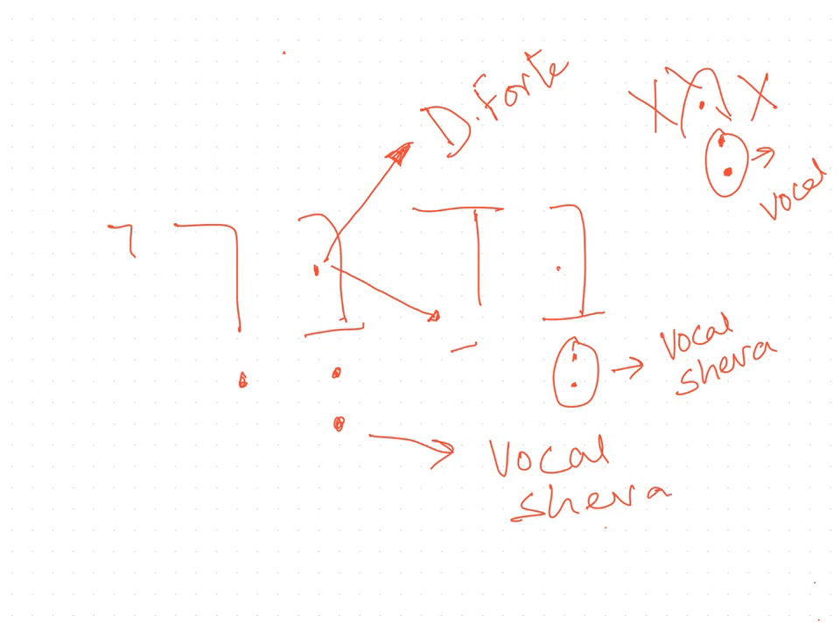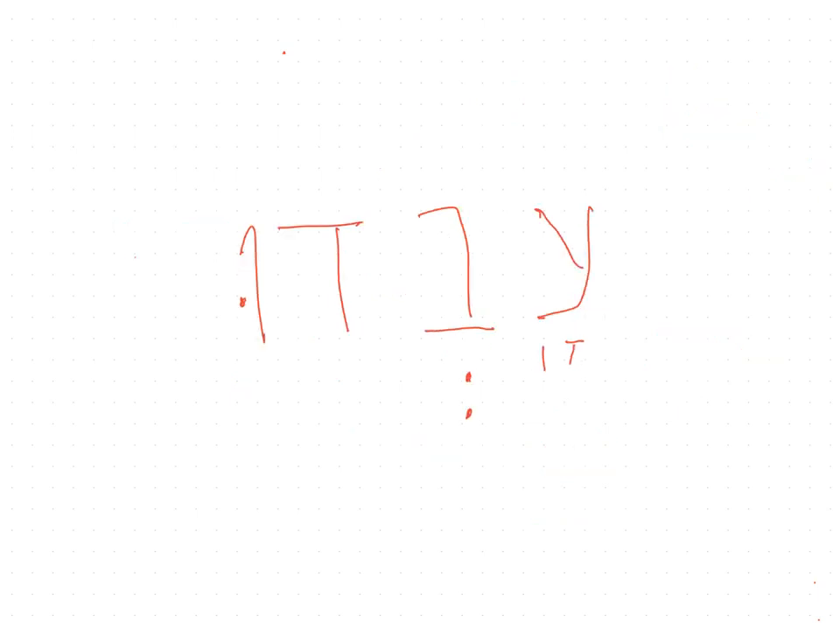Because of the Dagesh Forte. Here's an interesting word. You have an Ain, you have a Kametz, and you have this Meteg here. Remember we studied about the Meteg. It's a secondary accent placed in a word.